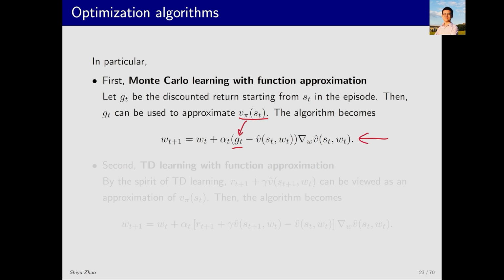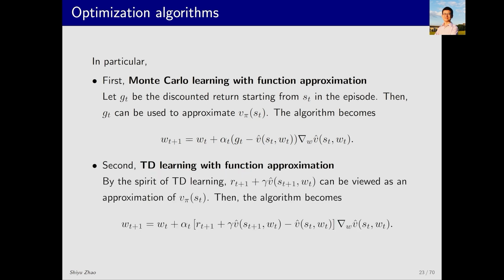What is the second method? Recall that we previously introduced two types of model-free methods. One is Monte Carlo and the other is TD learning. So naturally, the second method is to combine TD learning with value function approximation. Specifically, this algorithm becomes this, which replaces the original v_pi(s_t) with r_{t+1} plus gamma times v hat(s_{t+1}, w_t). This is the TD target. This combination actually forms the TD error, and the algorithm is TD learning with value function approximation.